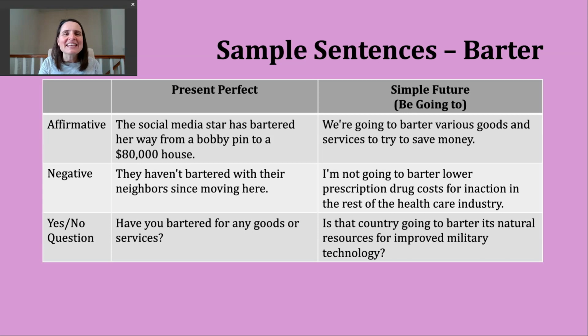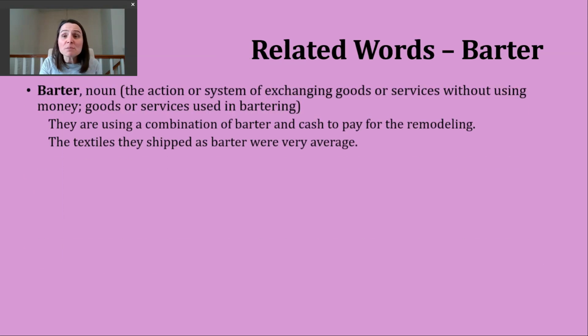Okay. Now, let's take a moment to look at some words that are related to our verb barter. And the first word we're going to look at is just the noun form of this word. So, exact same spelling, exact same pronunciation. When I use the noun barter, I could be referring to the action or the system of exchanging goods or services without using money. So, just kind of referring to that action, that transaction.